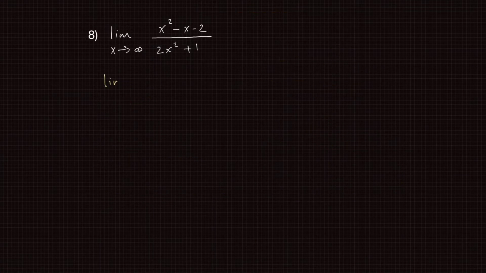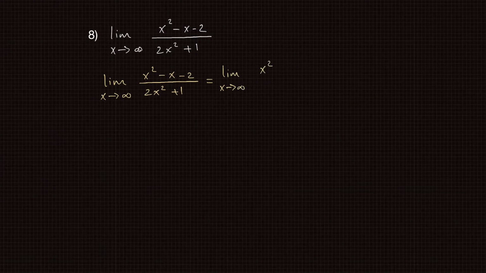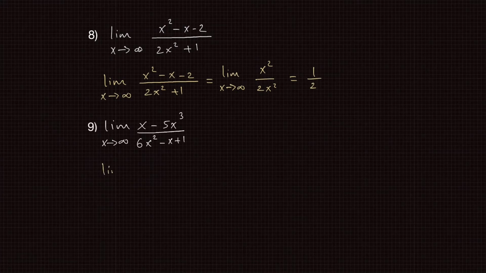Limit of the function x squared minus x minus 2 divided by 2x squared plus 1 as x approaches infinity. The limit of the rational function as x approaches infinity is the limit of the leading terms of the numerator and denominator of the rational function as x approaches infinity. This gives the limit of x squared, which is the leading term of the numerator, divided by 2x squared, which is the leading term of the denominator, as x approaches infinity. This gives us 1 over 2 by cancelling out x squared.